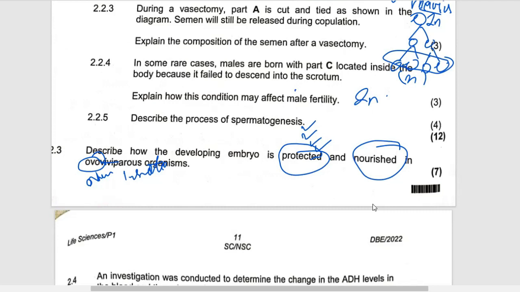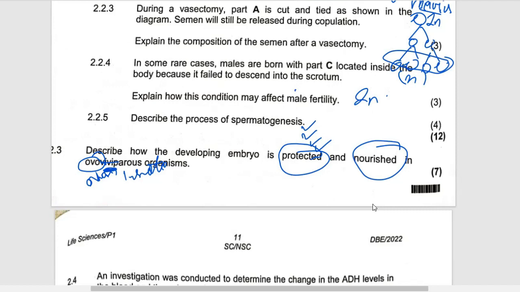Then you can talk about the shell, which is very important for covering and brings about the protection. These shells have small holes to allow the air to go through. And then you can also talk about it being inside the mother's body. That's why it's vivi. It means that it won't be eaten by the predators. To eat that egg, you have to eat the mother. It's like a gate. To reach the eggs, you have to eat the mother. So it is being protected by the mother.